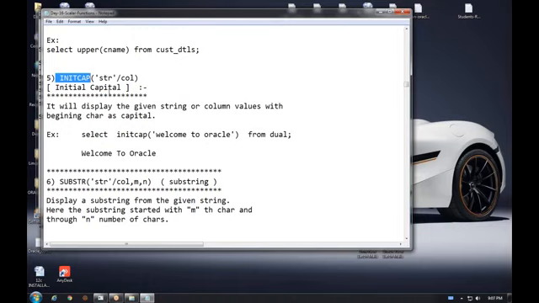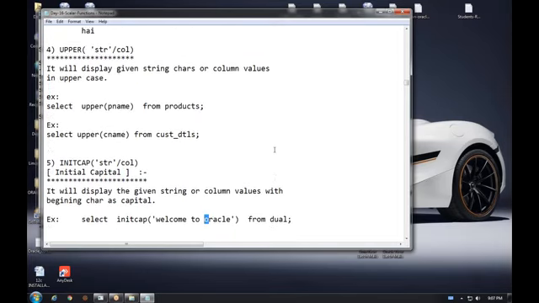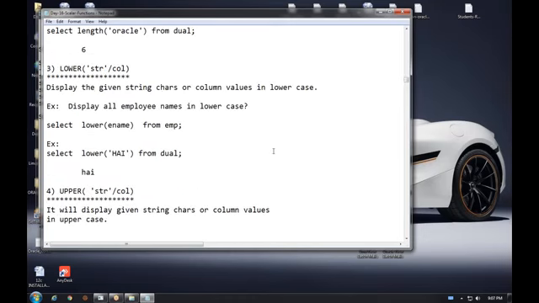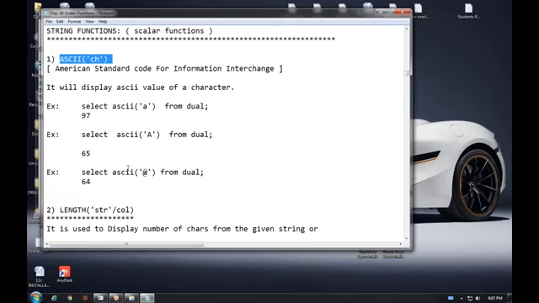It will display the given string with the initial alphabet from each word, the beginning character, in capital case. So welcome to Oracle: W is in capital, E is in capital, O is also in capital. So let me explain up to here. First function ASCII. Next, length, lower, upper, init cap.